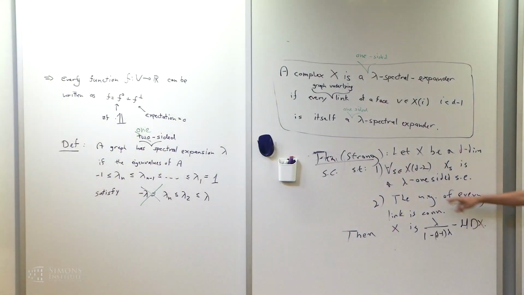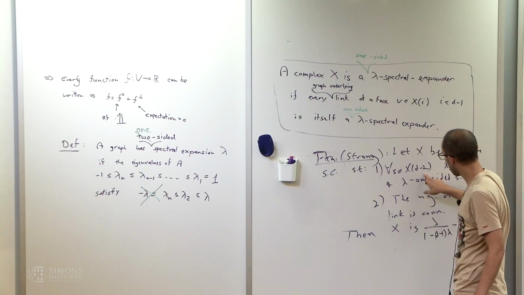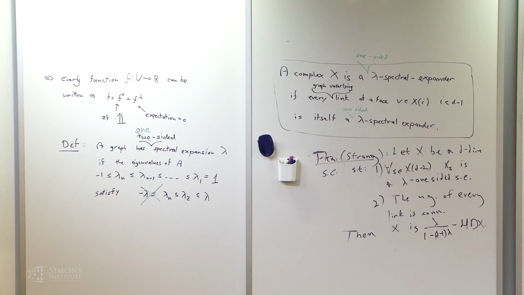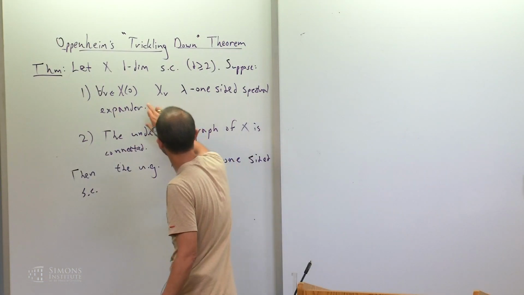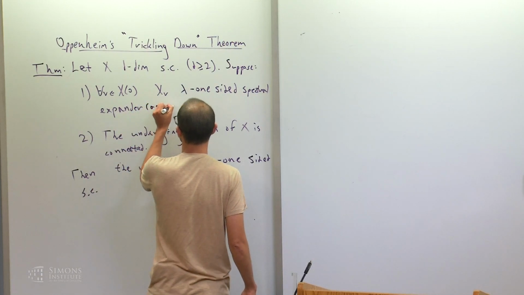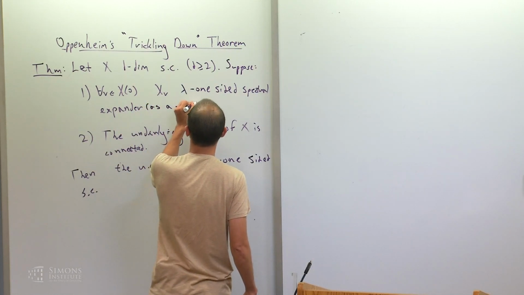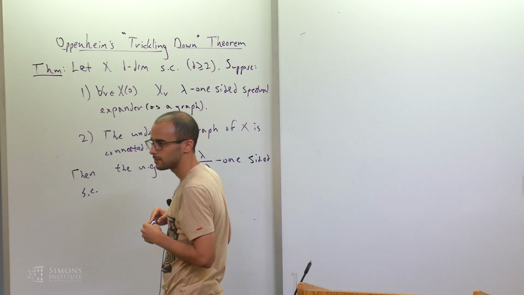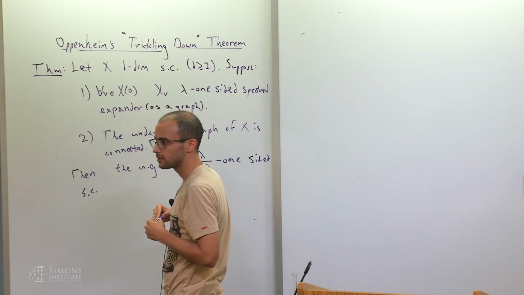So if I look at, I'm talking about this one here. Yeah. So I'm just talking about spectral expanders as a graph. Okay, it's like only the one skeleton. Yes, I'm looking only at the one skeleton. Oh, I see. Yes. So this theorem is just a theorem about graphs. There is no simplicial complexes.